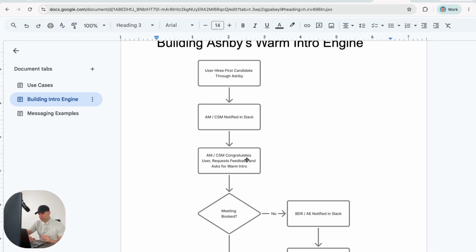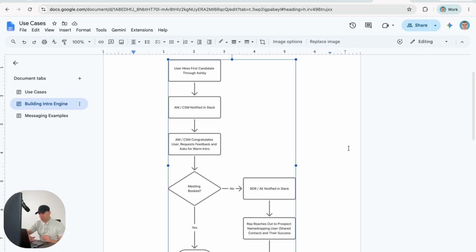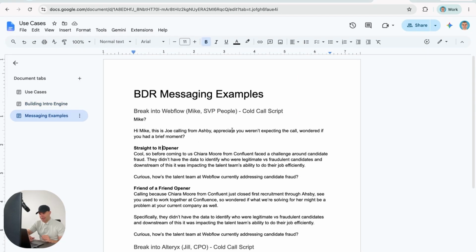Okay. And I'm just going to show you some messaging examples now for the BDR and AE use case. So if we wanted to break into Webflow, that was Kiara to Mike. Well, I know that Kiara's challenge was around candidate fraud, because I've done my research. And so how do we then really tailor the messaging? And I'll show you what I would do cold calling.